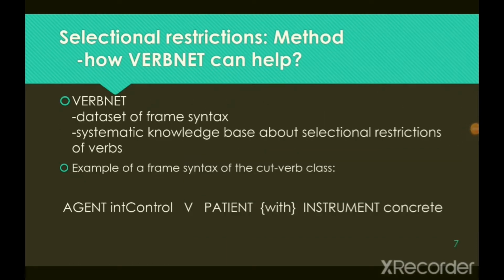So how can VerbNet help? Because VerbNet is a dataset of frame syntax, and you can see an example of a frame syntax on the screen. The verb class of the verbs that have a similar usage pattern to the verb cut is in this format, which is agent, verb, patient, preposition, and an instrument.